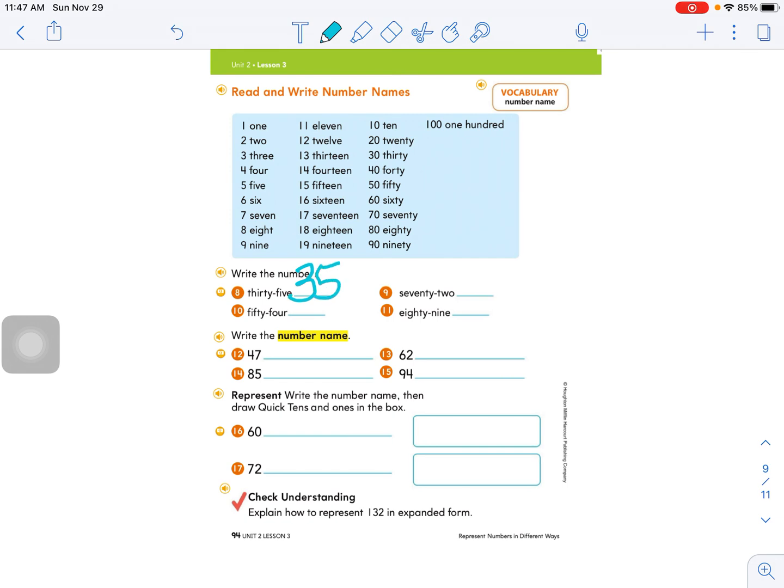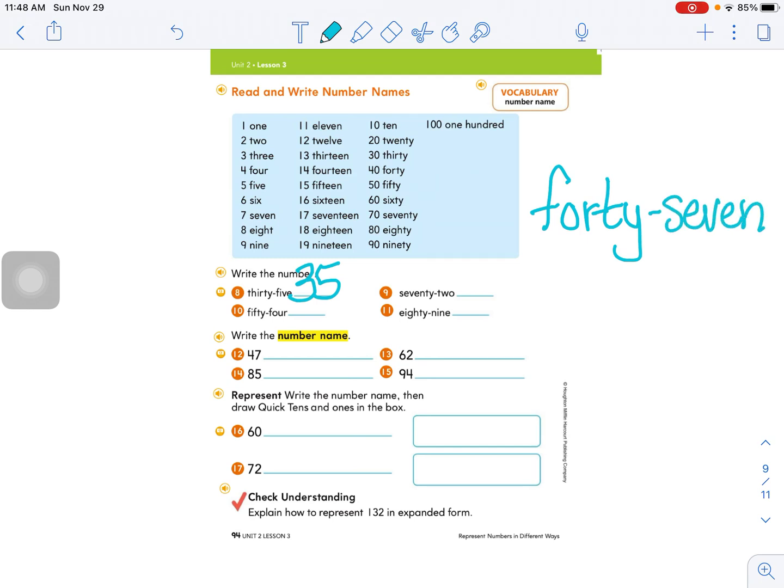35, okay? When we come down to the next one where we see number 12, then it says to write the number. And we can see that number is 47. So we're going to want to look up above again, and we're going to want to find that 40 right here, and then our 7 right there, and we're going to combine them. Mrs. Hagedorn's not going to have enough space, so she's just going to write over here that would be 40. Remember, we talked about that 40 changing. And then a hyphen and 7, okay?